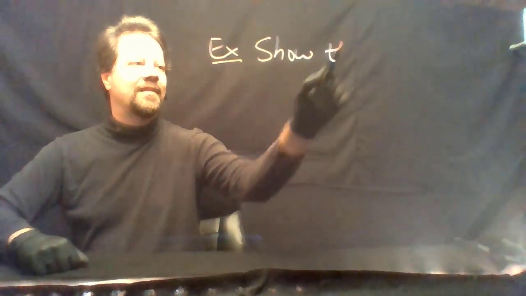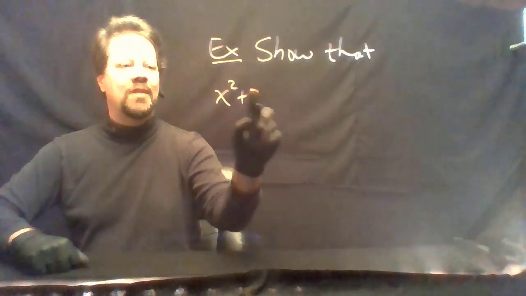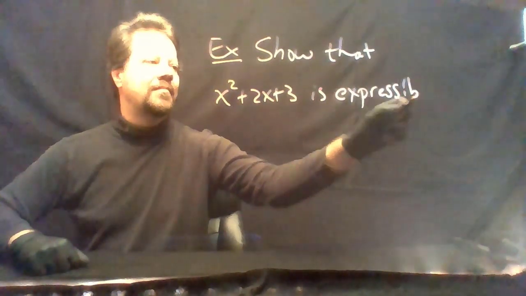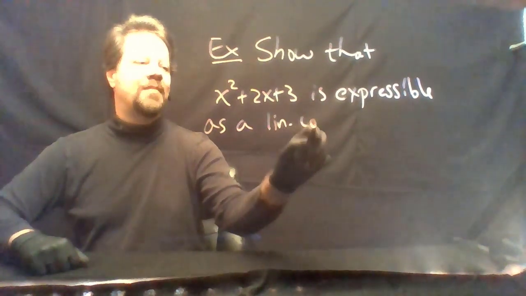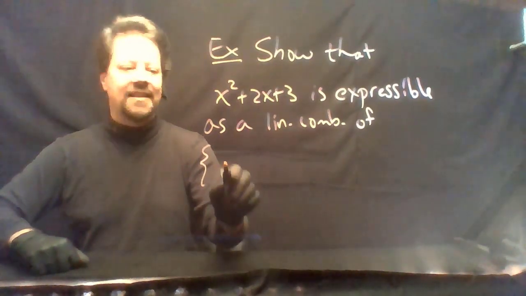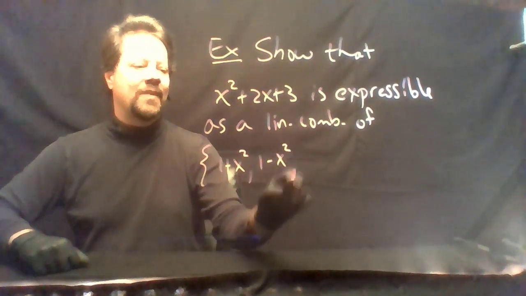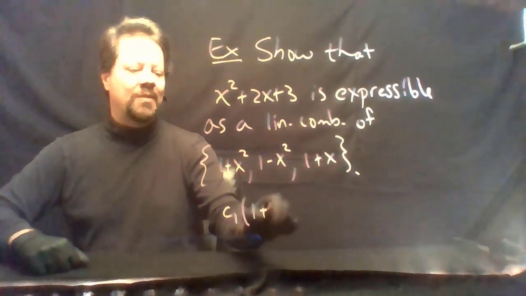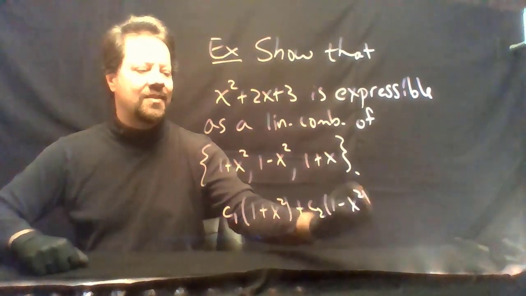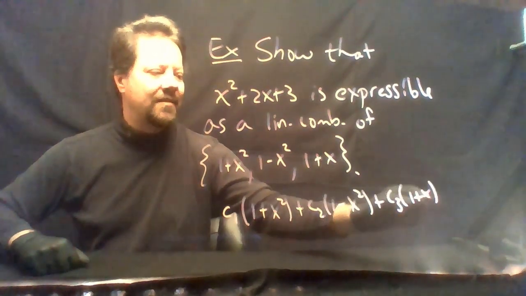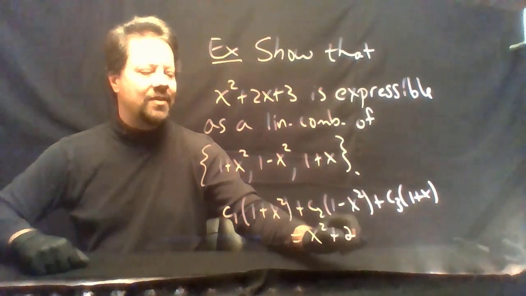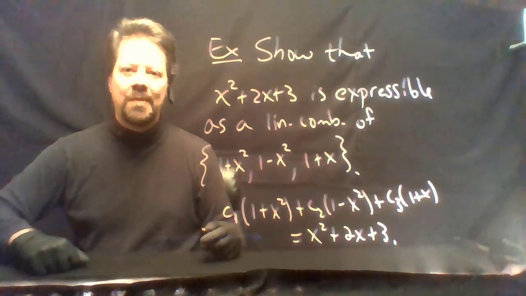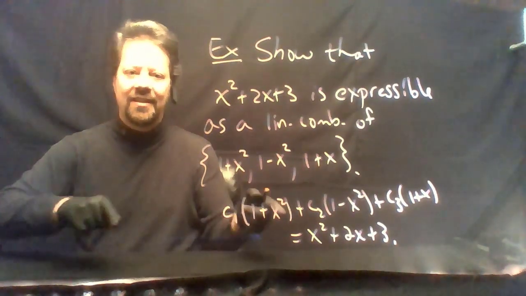I want to show that x squared plus 2x plus 3 is expressible as a linear combination of the elements of the set 1 plus x squared, 1 minus x squared, and 1 plus x. You can see that because if I take c1 times 1 plus x squared plus c2 times 1 minus x squared plus c3 times 1 plus x, I need to set that equal to x squared plus 2x plus 3. We have a polynomial on the left and a polynomial on the right. Two polynomials equal each other if and only if corresponding coefficients are all equal.